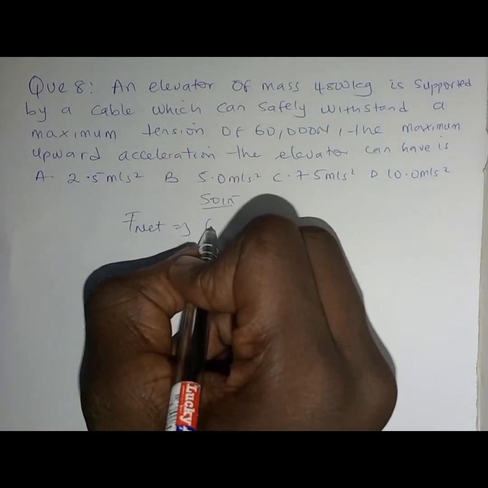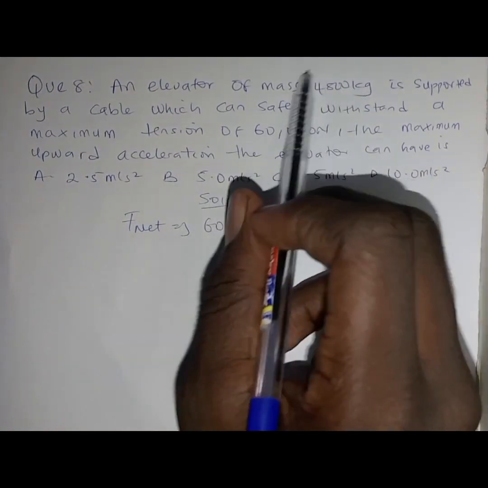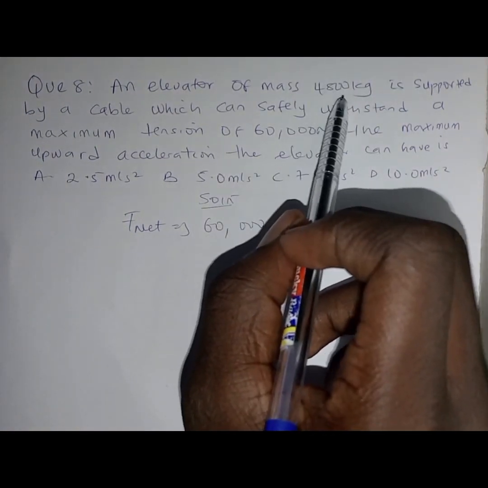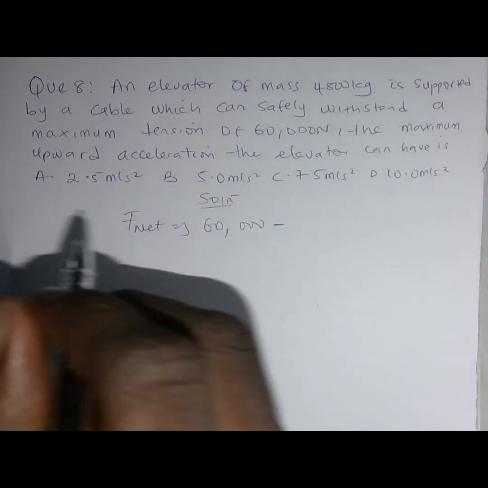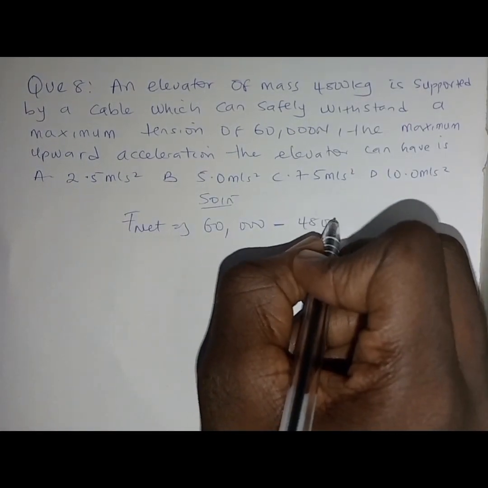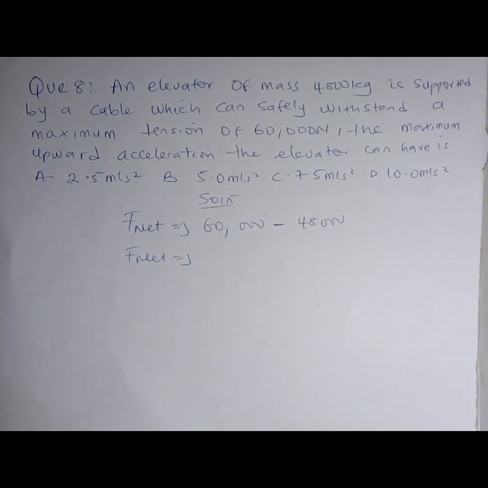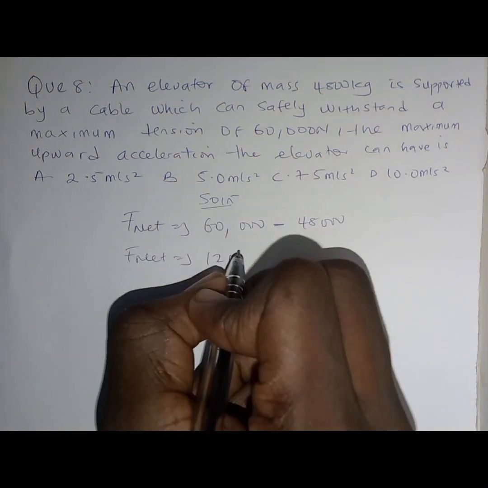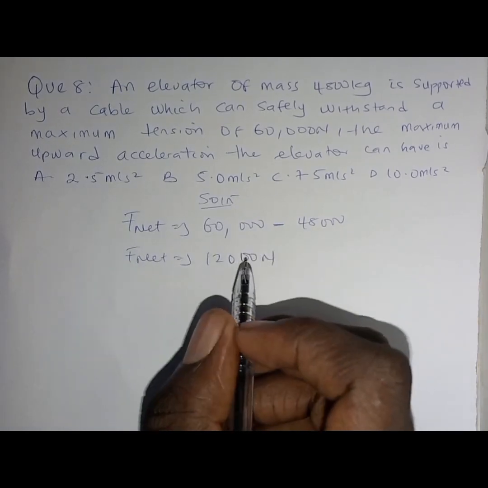So to calculate my F net, this is 60,000 minus the weight. Now this is just mass, so I need to calculate the weight. The weight should be mass times gravity. So 4,800 times 10 will be 48,000. So therefore my F net, which is what is giving the acceleration, is 60,000 minus 48,000, which is now 12,000 Newton.